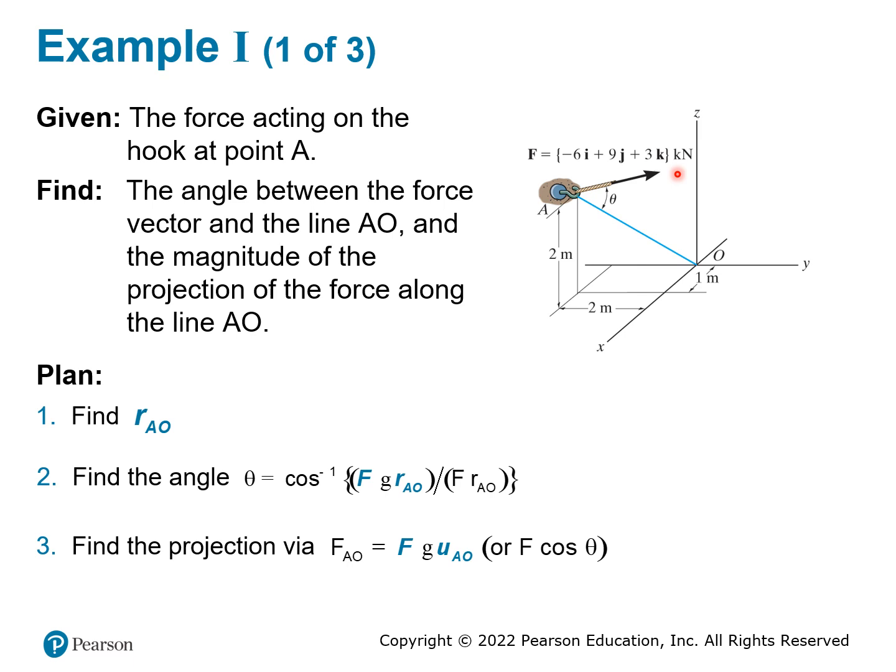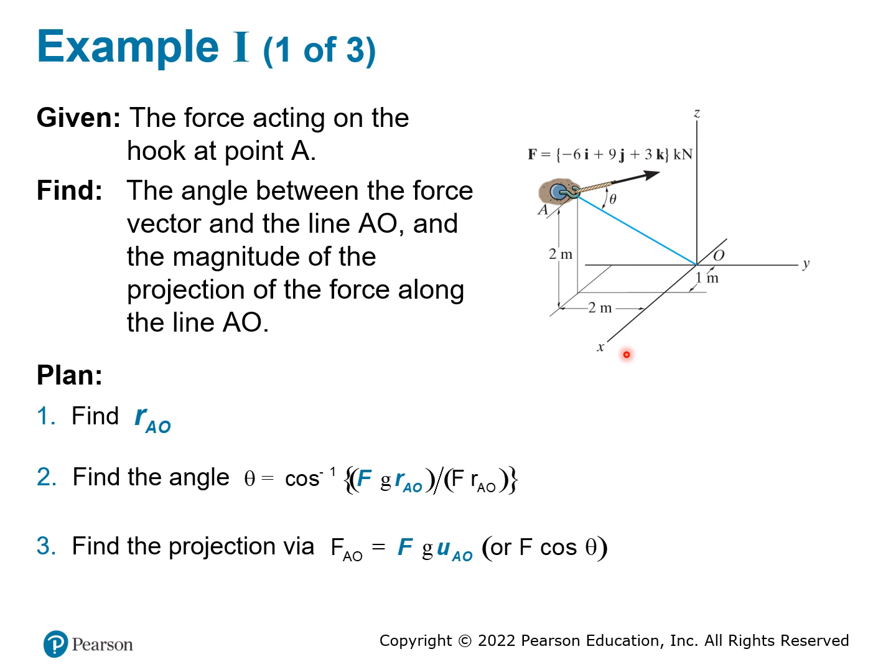This k here is not the unit vector. This k here represents 10 to the 3, that's 1,000 Newton. So it's negative 6,000 Newton in the i direction, 9,000 in the j direction, and 3,000 in the k direction.